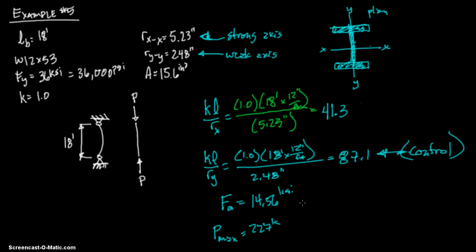I believe that's kips. Or, I forgot to do up here, you have to actually multiply this times the area. Let's do that real quick. The area is 15.6, and I end up getting 227.1, and that matches up. 227, 227.1, and you're good.